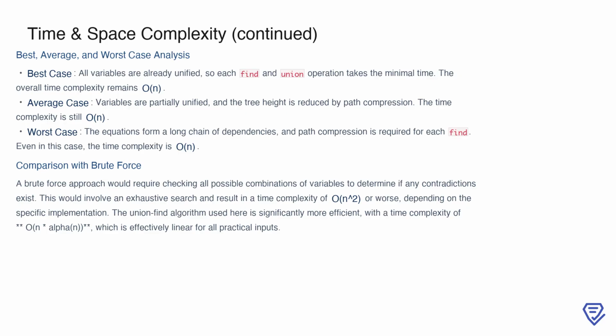Comparing this with a brute force approach, which would involve checking all possible combinations of variables to identify contradictions, we see a significant improvement. Brute force could result in a time complexity of n squared, or worse, while the union find algorithm achieves O(n * α(n)), which is effectively linear for practical inputs.